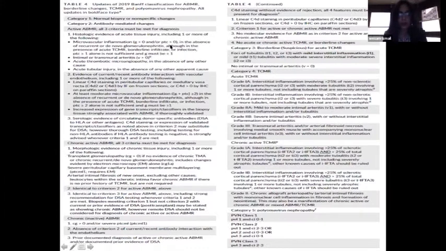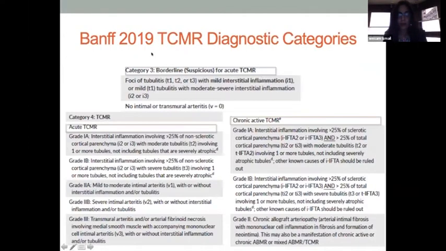So let us first look at the T-cell mediated rejection and the Banff 2019 diagnostic categories for T-cell mediated rejection. Now, T-cell mediated rejection in Banff occupies category 3 and category 4. Category 3, which is borderline or suspicious for acute T-cell mediated rejection. Then we have category 4, which is T-cell mediated rejection, which includes two main entities: acute T-cell mediated rejection, which is subclassified into grade 1, grade 2, and grade 3. And then we have chronic active T-cell mediated rejection, which is also subclassified into grade 1 and grade 2.